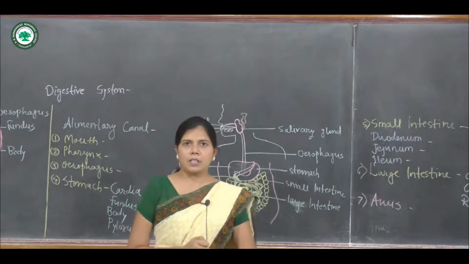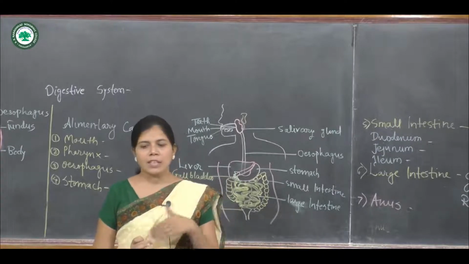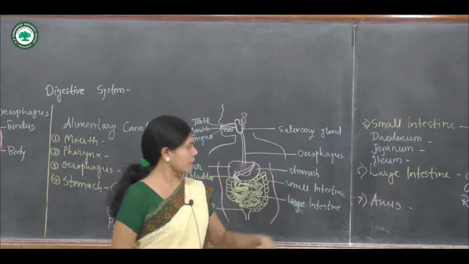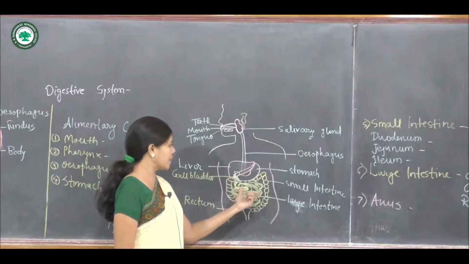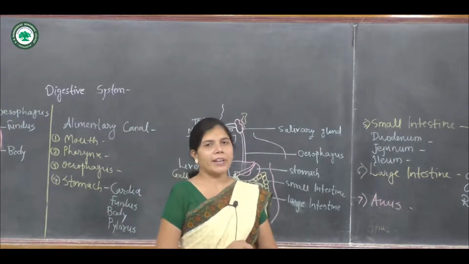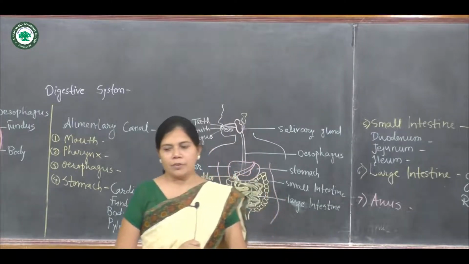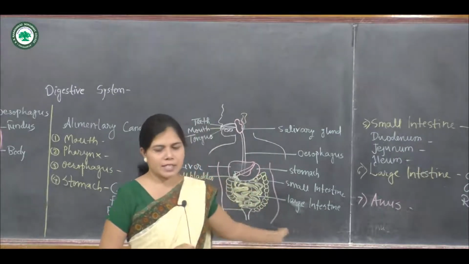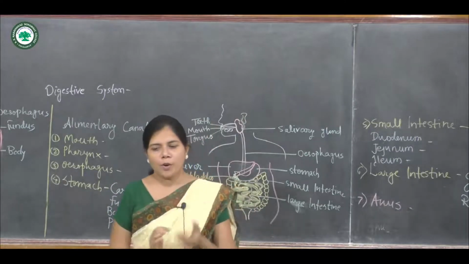The ileum opens into the large intestine, into the caecum of the large intestine at the junction. The large intestine is present in the abdominal cavity and is also divided into 3 parts: the caecum, colon and the rectum. The length of the large intestine is 1.5 meters.